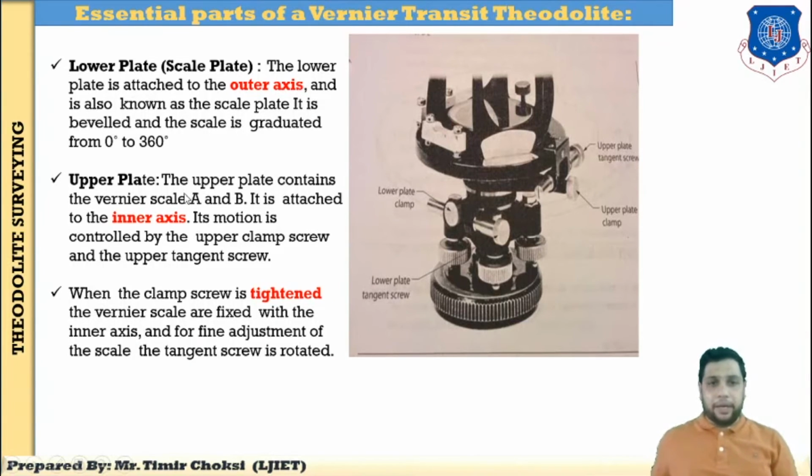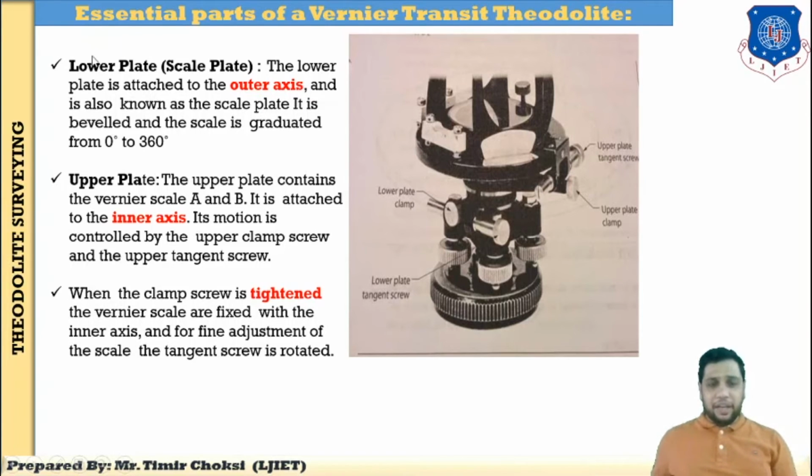Now the upper plate. The upper plate contains the vernier scales A and B. It is attached to the inner axis. Its motion is controlled by the upper clamp screw and the upper tension screw. Similarly, the lower plate's motion is controlled by the lower clamp screw and the lower tension screw.